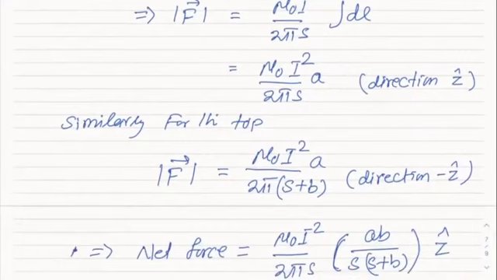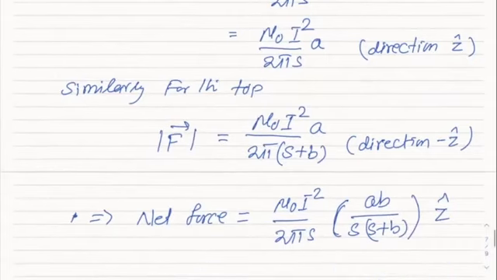In the next lecture, I will discuss the curl and divergence of B. I will discuss Ampere's law and then magnetic vector potential. We'll also solve some problems.